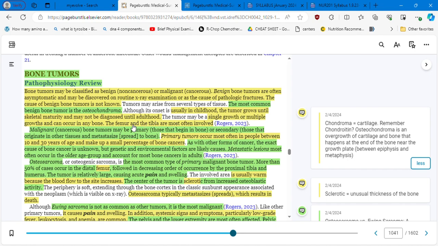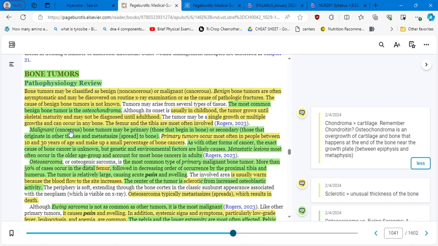So that means the femur is the bone next to the hip, and the tibia is the bone that connects, let's say, the knee to the ankle, right?